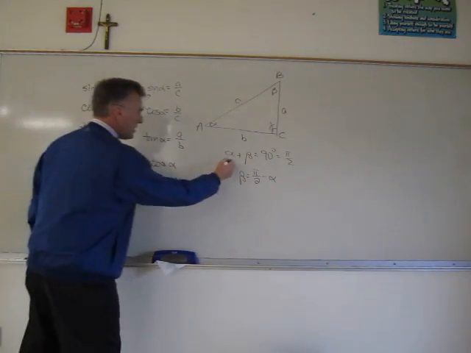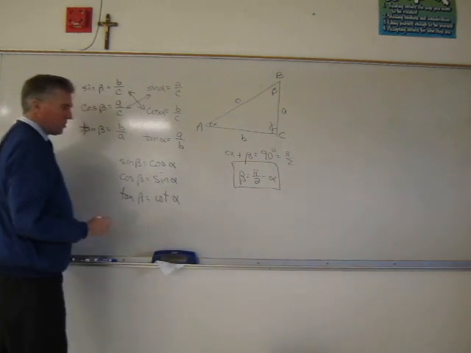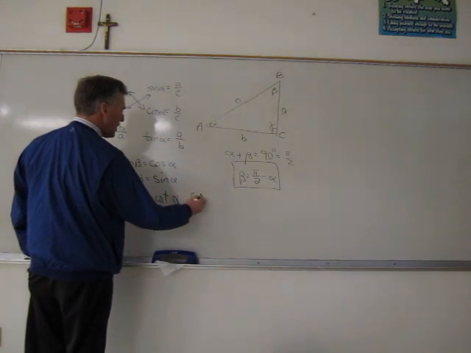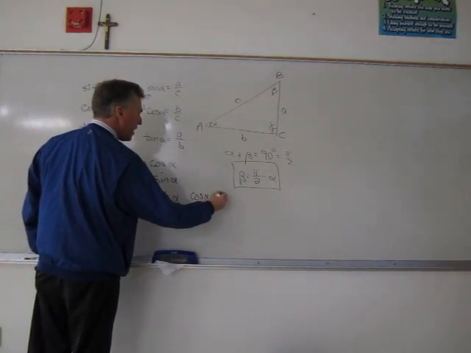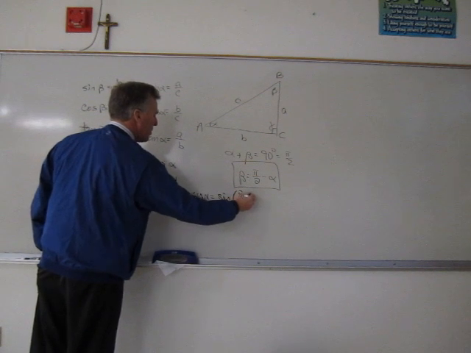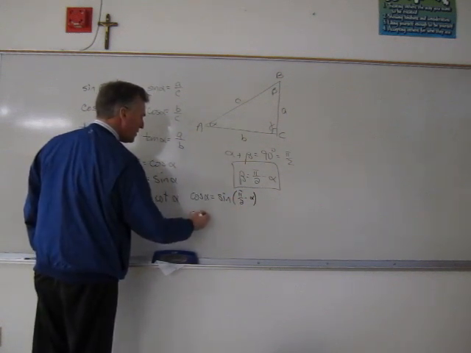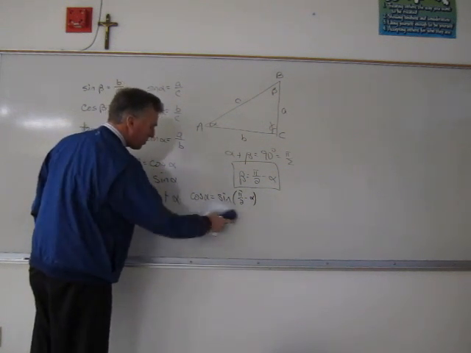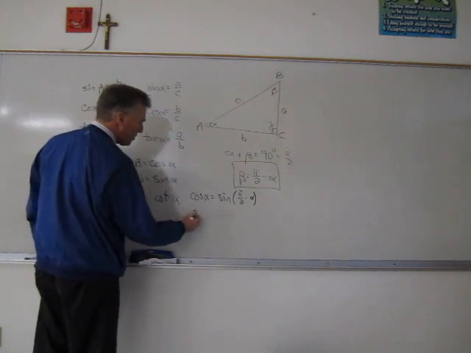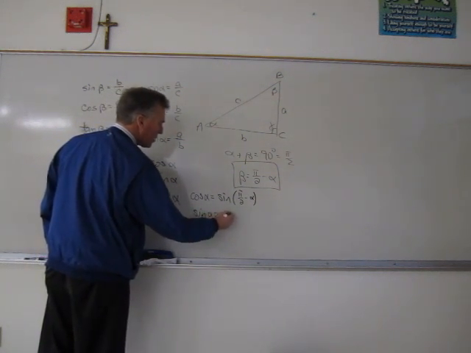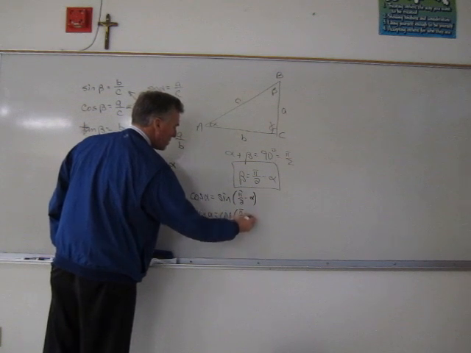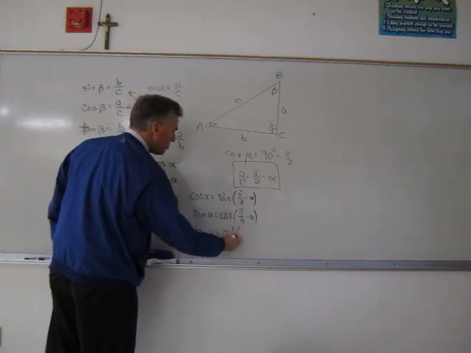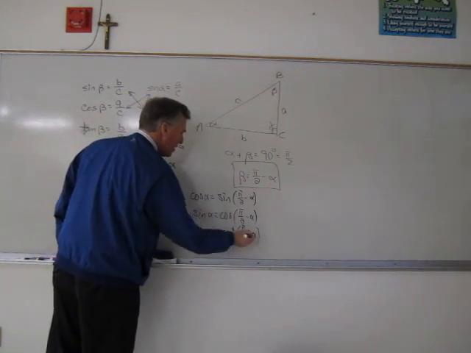Substitution, replacing beta with pi over 2 minus alpha, gives us the cofunction formulas. So we have that cosine of alpha equals sine of pi over 2 minus alpha. Sine of alpha is equal to cosine of pi over 2 minus alpha, and tangent of alpha is equal to cotangent of pi over 2 minus alpha.